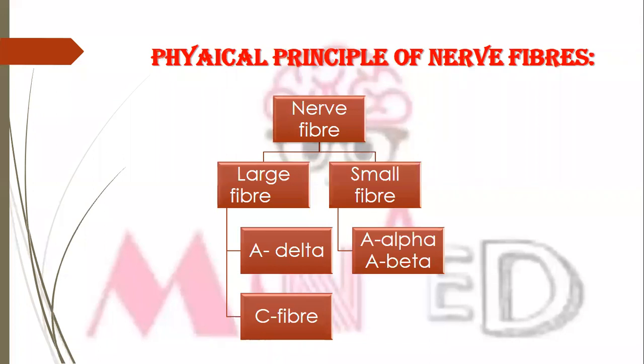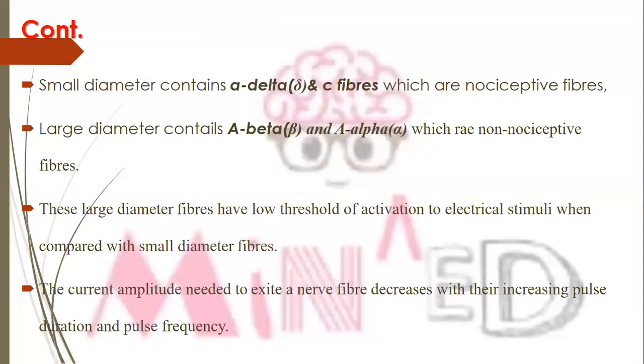Large fibers are composed of A delta and C fiber, and the small fibers are composed of A alpha and beta fibers. Small diameter fibers, that is A delta and C fibers, are the nociceptive fibers. Nociceptive fibers are the fibers which carry the pain to the CNS, and the large diameter fibers, that is A beta and A alpha fibers, are non-nociceptive fibers. These large diameter fibers have a low threshold of activation to electrical stimulation when compared with small diameter fibers.